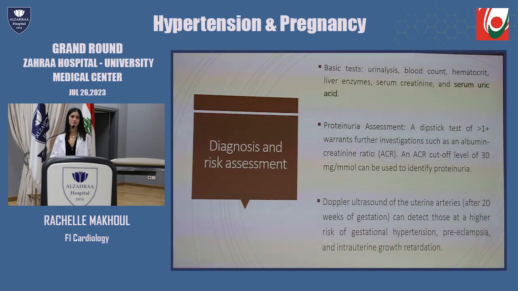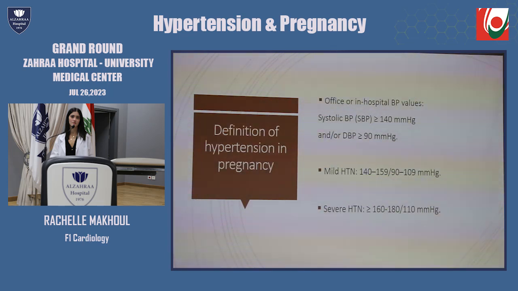So a dipstick test of more than 1+ should warrant further investigations, such as ACR ratio, albumin-creatinine ratio, and an ACR cutoff of 30 can be used to identify proteinuria. So if we have an ACR ratio less than 30, proteinuria can be ruled out. However, if an ACR ratio is more than 30, here we have to do 24-hour urine collection of proteinuria. There is another risk assessment tool that can be done after 20 weeks of gestation, which is the Doppler ultrasound of the uterine artery. It can detect pregnant women who are at a higher risk of gestational hypertension, preeclampsia, and growth retardation.